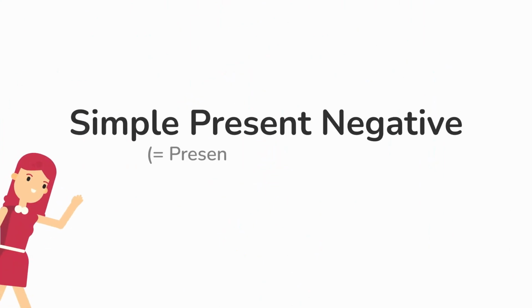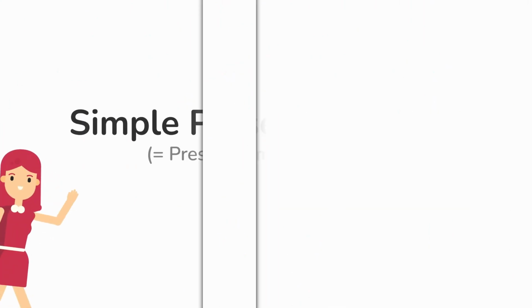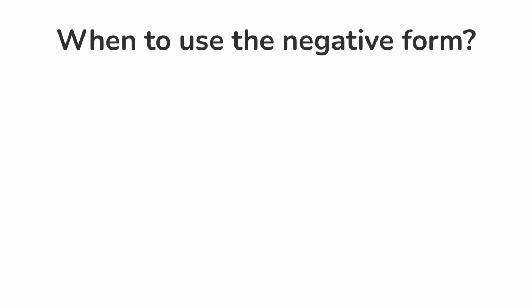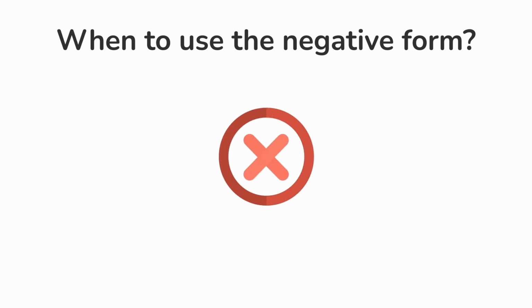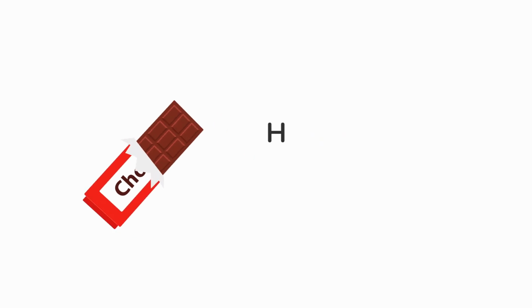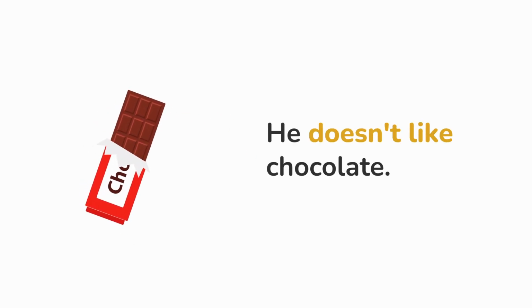Today we will learn how to use the negative form of simple present tense in English. When to use the negative form of simple present. We use the negative form when something isn't true. For example, I don't drink coffee. He doesn't like chocolate.